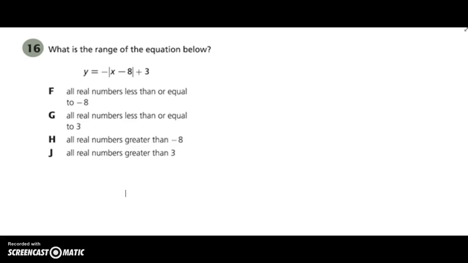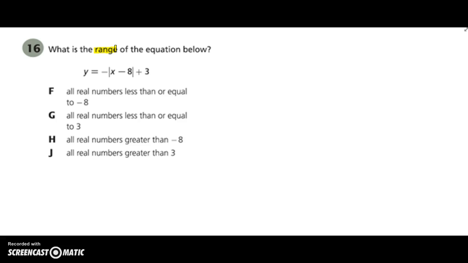Now let's look at a problem which is about the range. This example is on page 30, problem 16. Okay. When they ask you for range, the first thing you need to do is find the domain. Because the range is y, and y totally depends on x, which is the domain. So you always have to check the domain first.